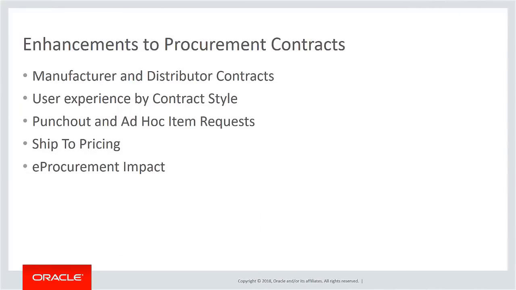PeopleSoft Image 30 offers a number of enhancements to procurement contracts. These enhancements are interrelated and are categorized as manufacturer and distributor contracts, user experience by contract style, punch-out and ad hoc item requests, ship-to pricing, and eProcurement impact, which stores UPN information on procure-to-pay transactions.